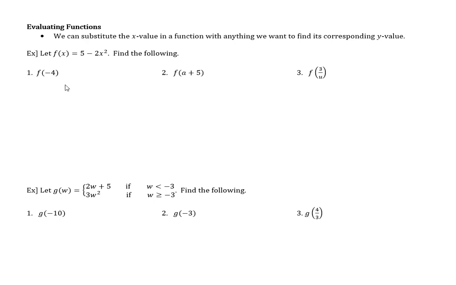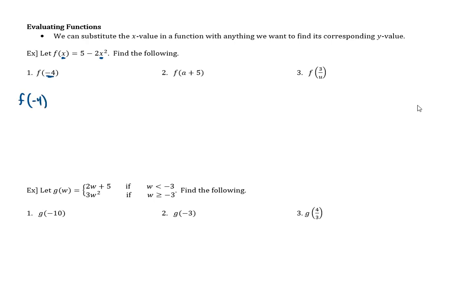All right, so evaluating functions. To evaluate a function, we substitute in the x value for all of the x values that we see in our function, for whatever they want us to sub in. So for instance, on number 1, they say let f of x equal 5 minus 2x squared. Find the following, f of negative 4. So we're just going to make sure we replace that x right there with whatever they put here.